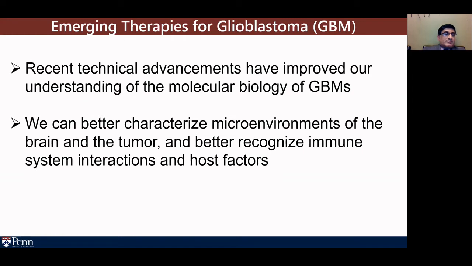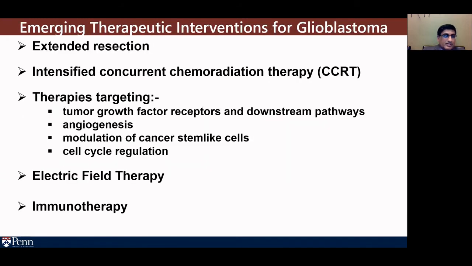There are many recent technical advancements that have improved our understanding of the molecular biology of GBMs. We can better characterize microenvironments of the brain and the tumor, and we can also better recognize immune system interaction and the host factors. All this information can help us in designing and devising new treatment modalities. So what are the different emerging therapeutic interventions which are available these days to treat glioblastomas?